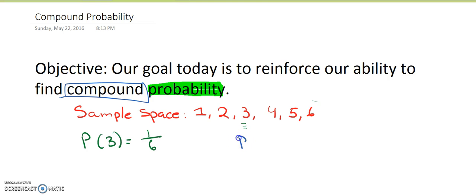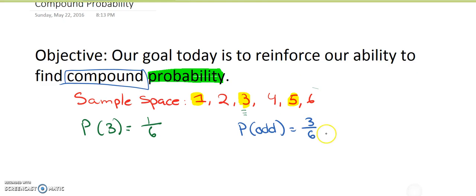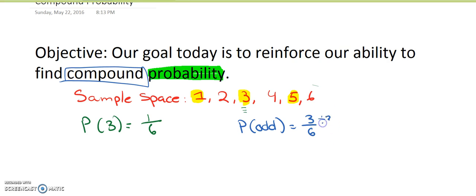Something a little different would be finding the probability of rolling an odd number. Well, I have the number 1, the number 3, and the number 5. Those are all odd numbers. So I have 3 possibilities out of 6 total. So the probability of choosing an odd number is 3 out of 6. You may also reduce that to 1 out of 2.